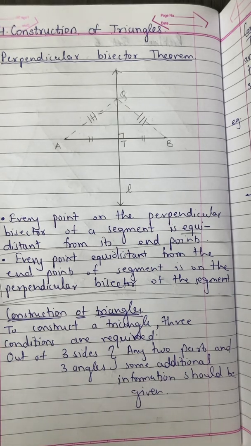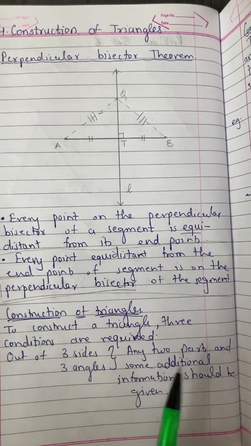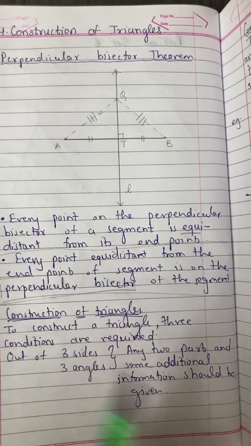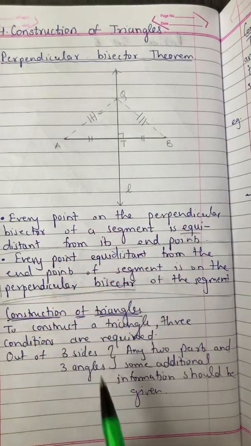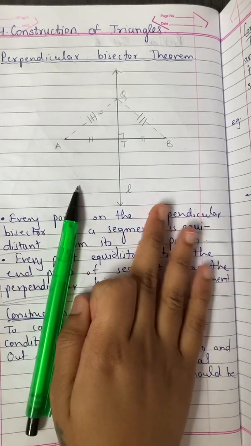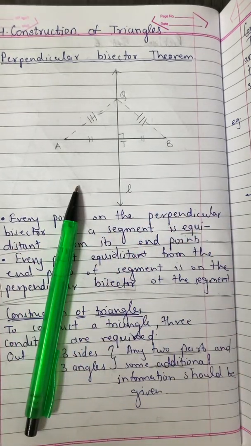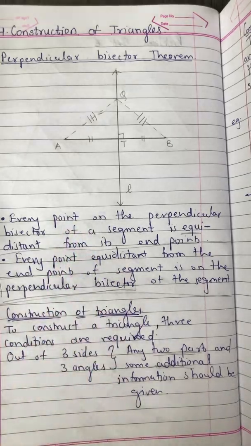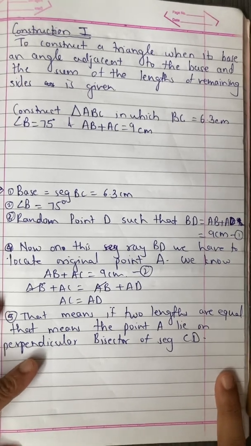But anyhow, students, you have to keep this in mind that in construction of triangle, any 3 points are very important. So here 2 parts will be given and some additional information. That means 3 things should be given for the construction of triangle. Now let us learn how to construct a triangle. This part is very important, so pay attention.